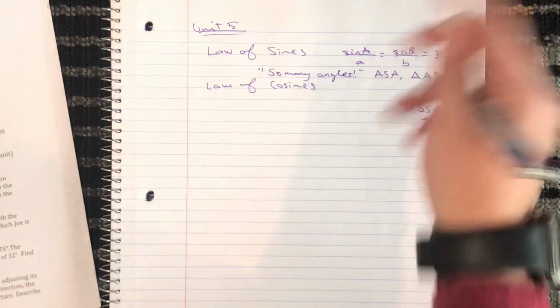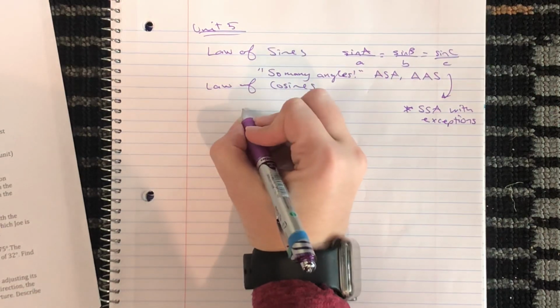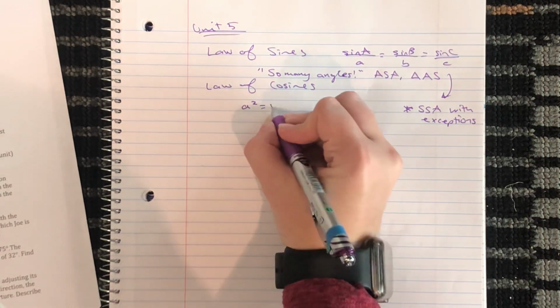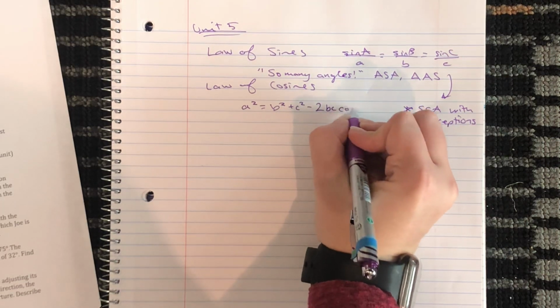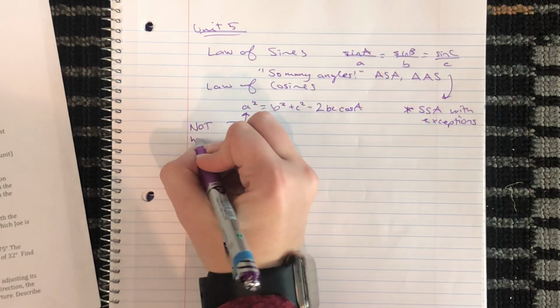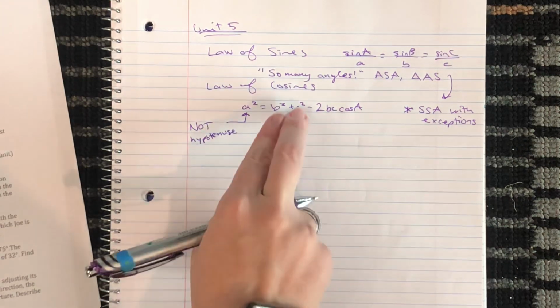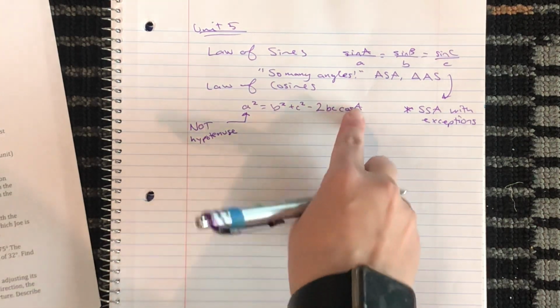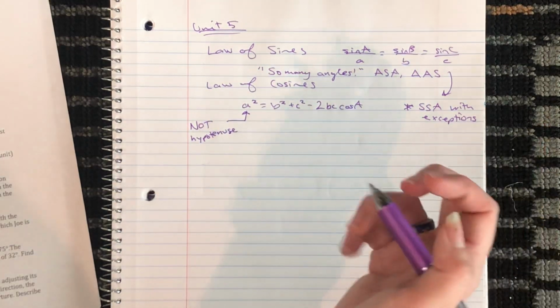Law of cosines is when you have more sides than angles, and you've got something like this: B squared plus C squared minus 2bc cosine A. And this does not have to be the hypotenuse. It can be any side, so long as you're using the other two sides and the angle across from A. So notice that correspondence there.